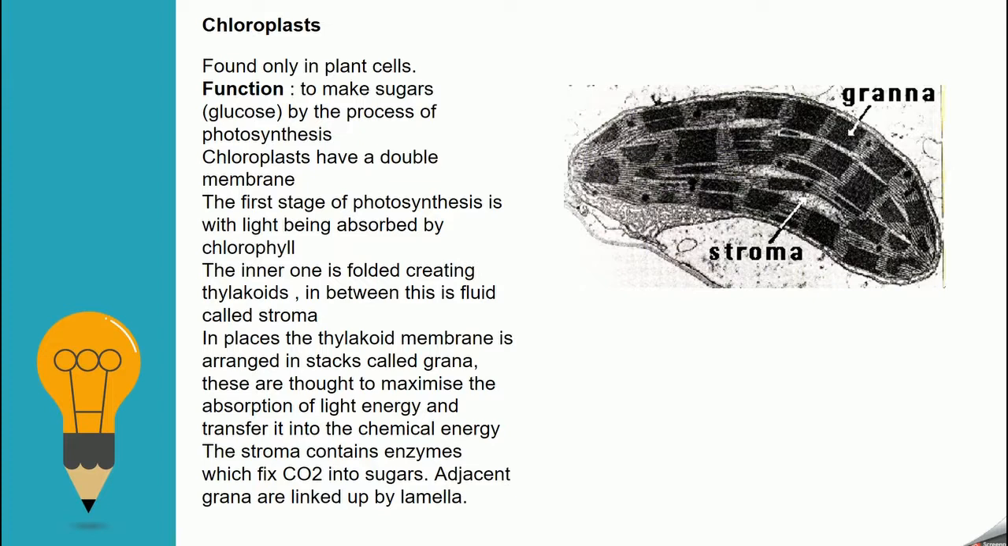And in places the thylakoid membrane is arranged in stacks, and when the thylakoids are stacked up one on top of each other, it makes this thing called a grana. And these are thought to maximize absorption of light and transfer it into chemical energy. And the stroma contains enzymes which fix CO2 into sugars, and adjacent grana are linked up by lamella.